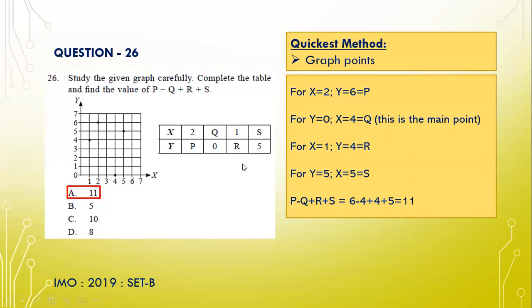So just put the values of P, Q, R, S in this equation. P minus Q plus R plus S, where P is 6: 6 minus 4 plus 4 plus 5. Minus 4 and plus 4 will get cancelled. 6 plus 5 is 11.